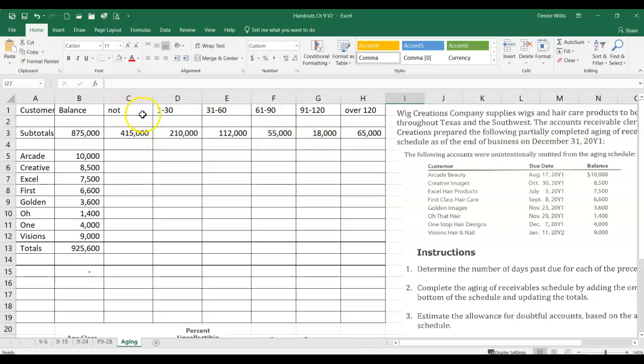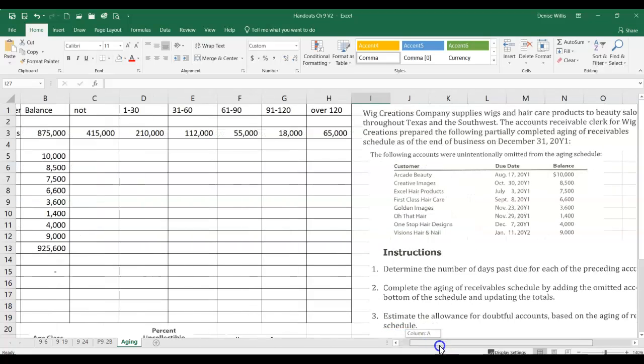$415,000 is not overdue at all. You can see $210,000 is in this category, all the way up to here, over 120 days. You have $65,000 in our accounts receivable that is that overdue already. Okay, so that's what's already been done.